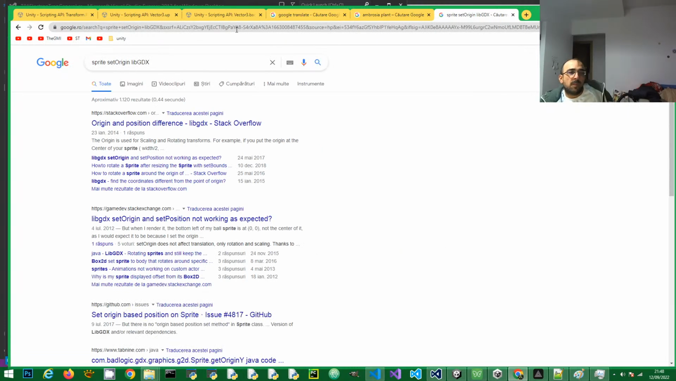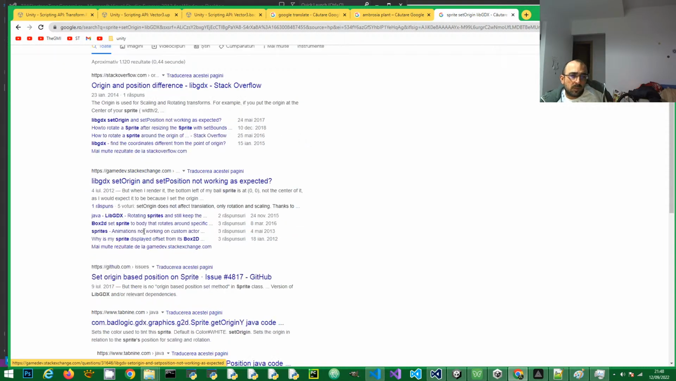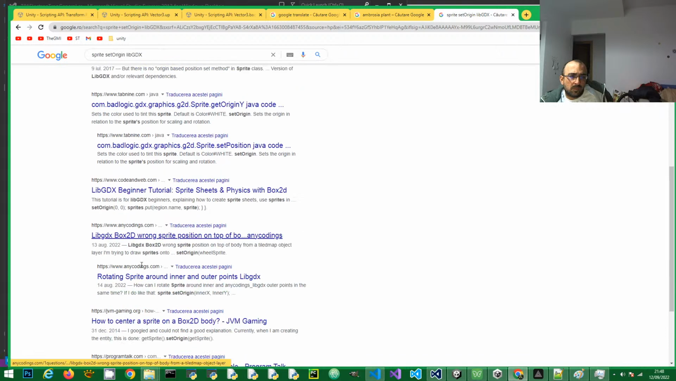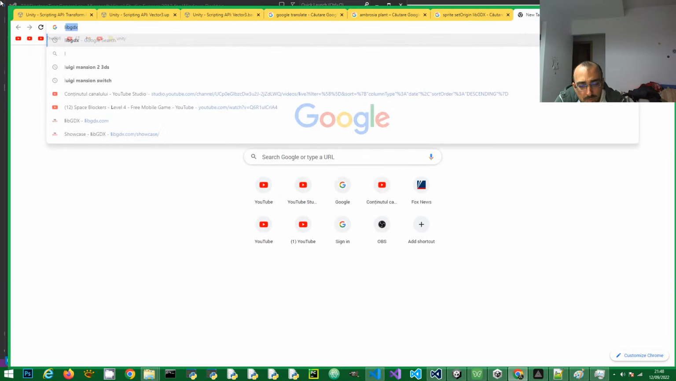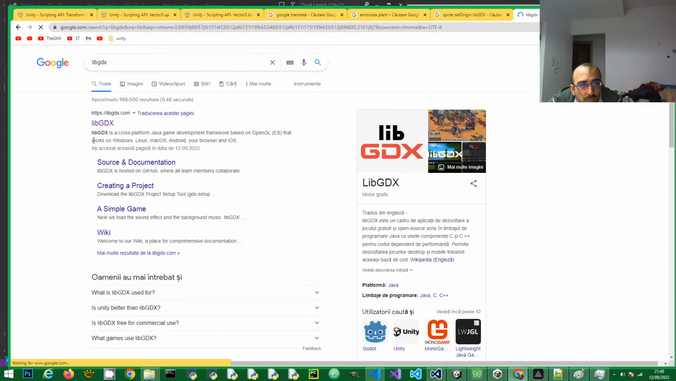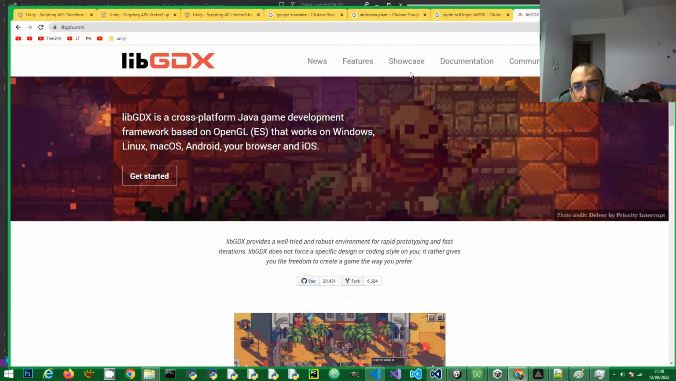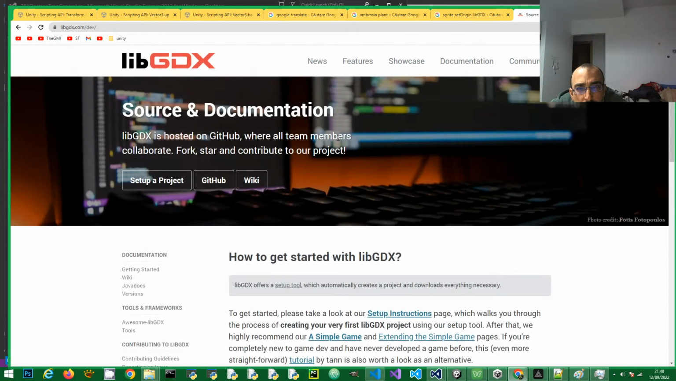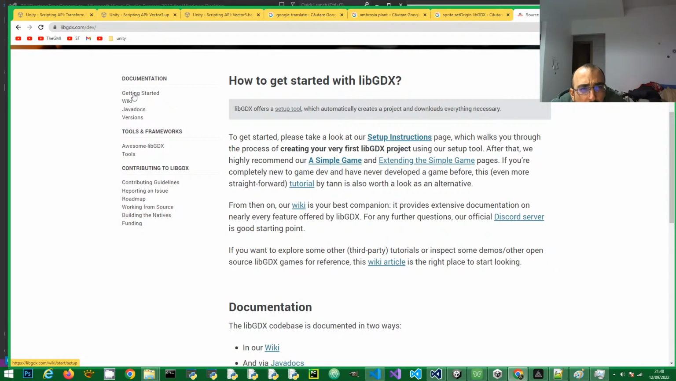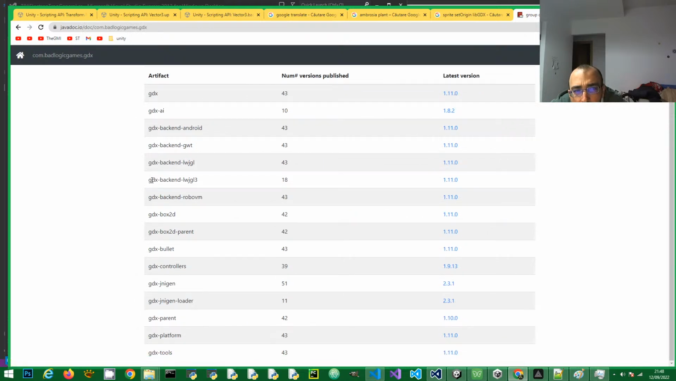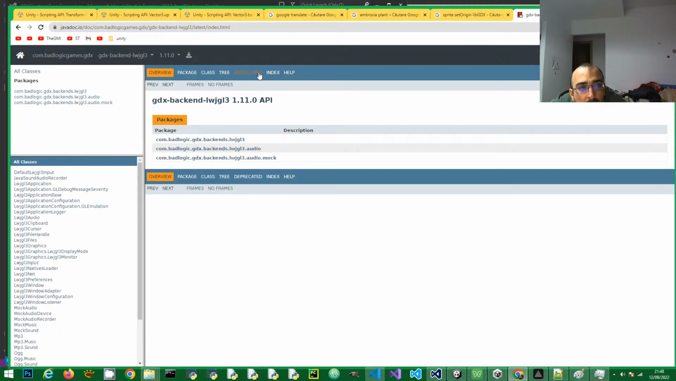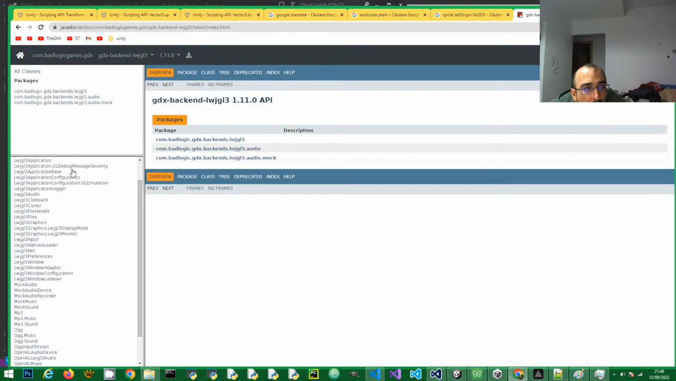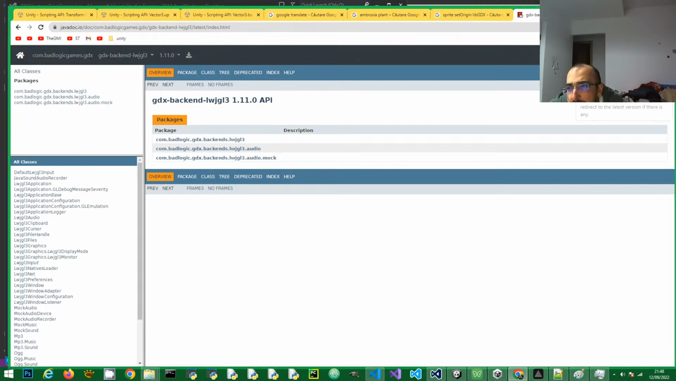Okay. Oh, this is libgdx. And community documentation. Okay, Java docs versions. Don't we have a search function here? No.